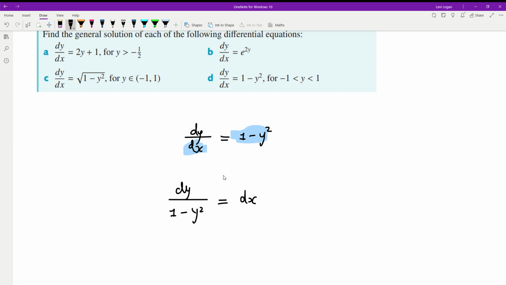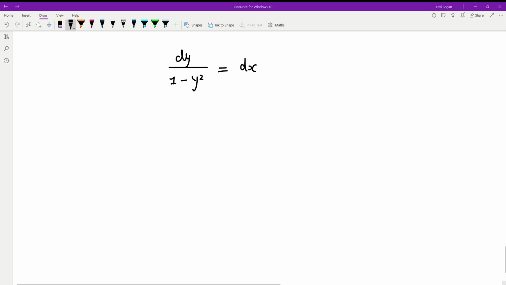Now straight away what we can see here is we don't have anything special on the bottom, but you can rewrite that as a difference of squares. That bottom bit is going to be a partial fractions. So to separate that as partial fractions, we need to rewrite this as 1 on 1 minus y squared dy equals dx.